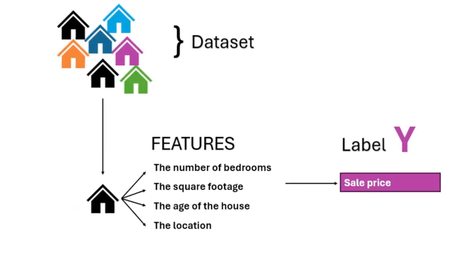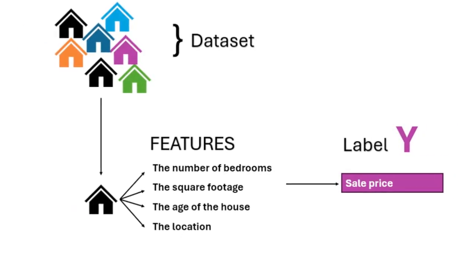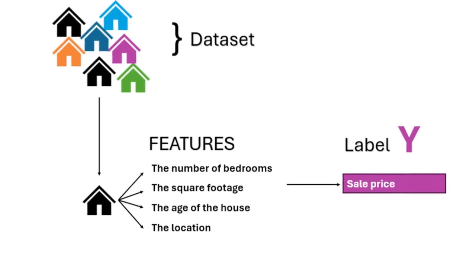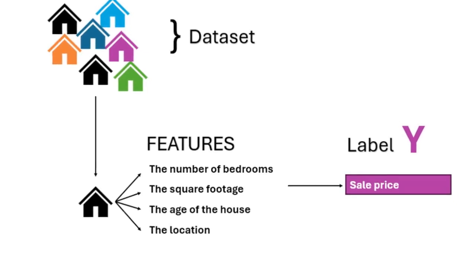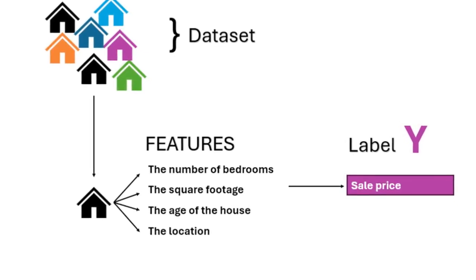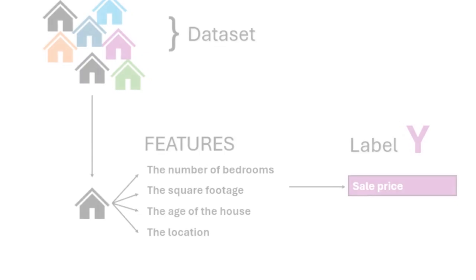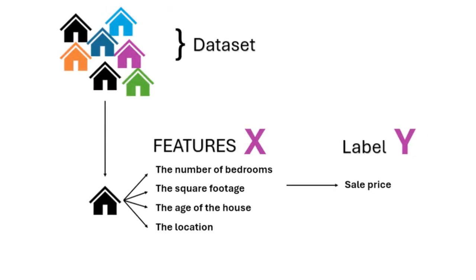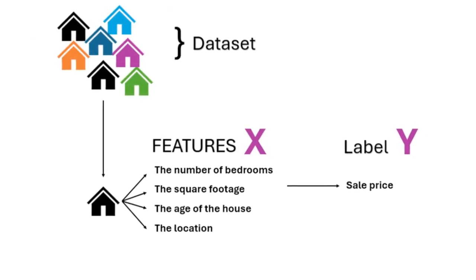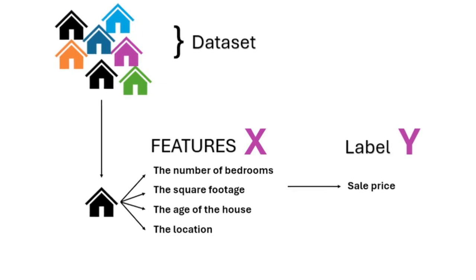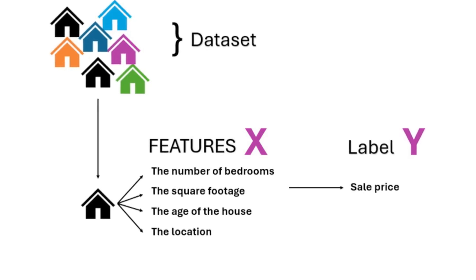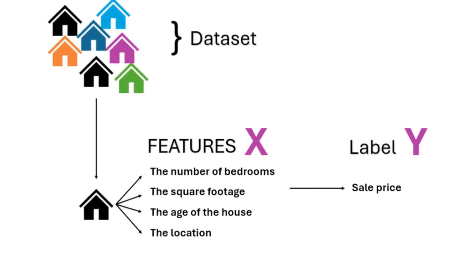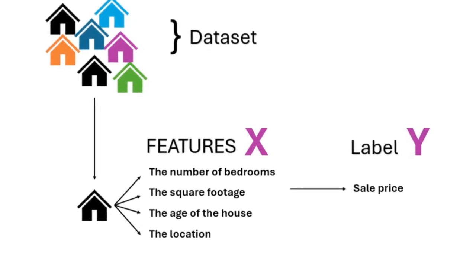The label is the correct answer. It's the value you want the model to predict. Using our house example, the label would be the actual, final sale price of each house in your dataset. The model learns by looking at all the features and seeing how they relate to the correct label. Once it learns this relationship, it can try to predict the label for a new house it has never seen before. Labels are often referred to as Y.